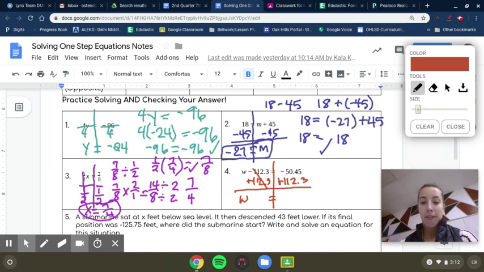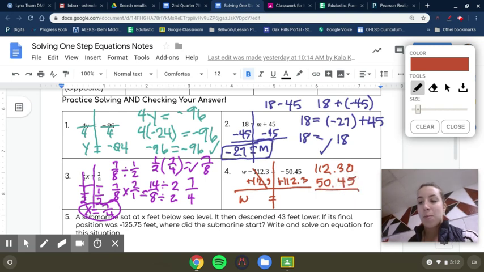Now, if I look over on my right-hand side, they have different signs. One's a negative and one's a positive. Okay, that means I have to subtract because they have different signs, and I take the sign of the bigger number. When I subtract, remember to line up your decimals.